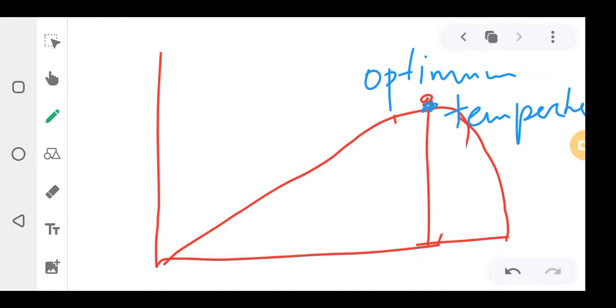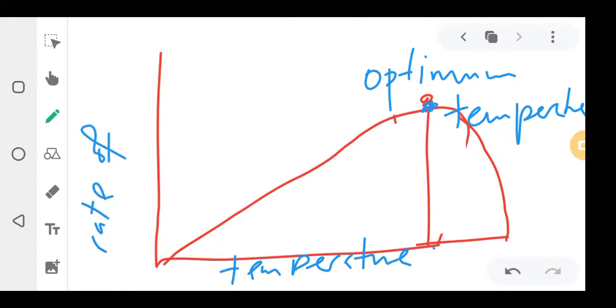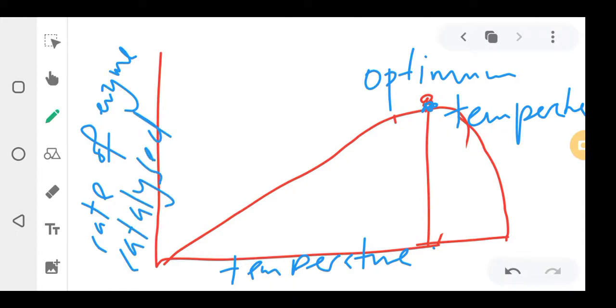This highest point, okay, because this side down is going to be the temperature, so the temperature is also increasing, and then this side is going to be enzyme activity. This side is going to be the rate of enzyme catalyzed reaction. So that's the rate of enzyme catalyzed reaction.